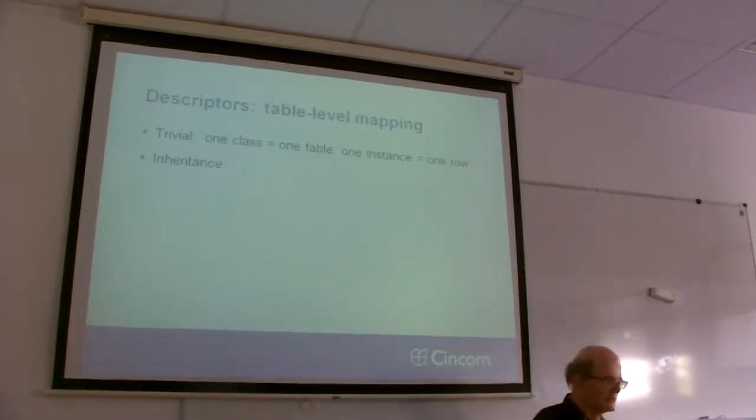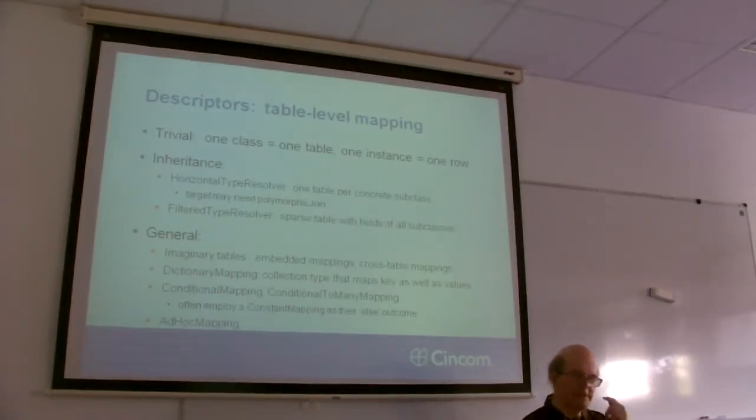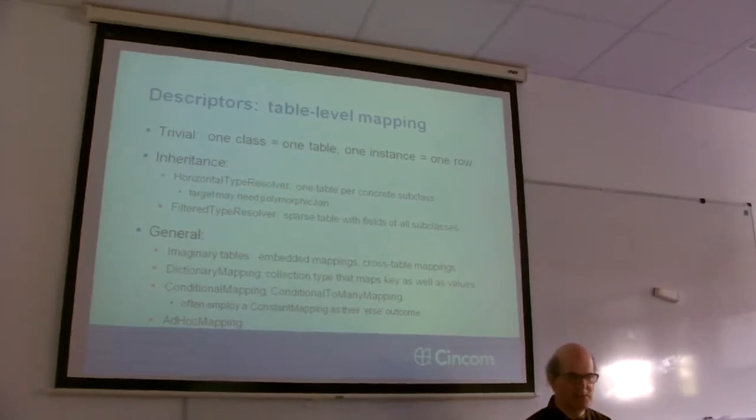So let's get into all its complexity and try to look at this. Okay, so we can all understand trivial: one class, one table, one instance equals one row. Not too hard. Inheritance. How would we do inheritance in Glorp? Let's look at some code.